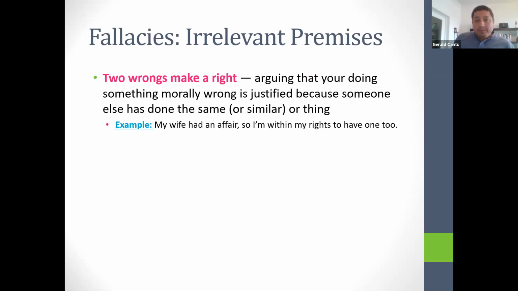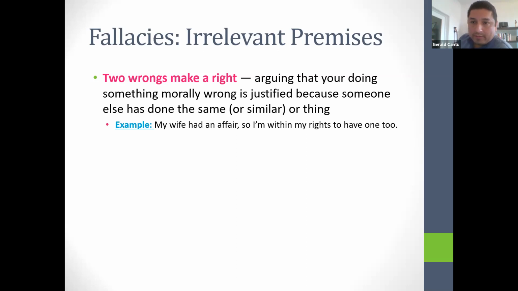Okay, so our last one is going to be two wrongs make a right. This is a fallacy. So, say your spouse has an affair, and then you say, you know what, they had an affair, so I'm within my rights to go have my own affair. I'm right to have an affair, because they had an affair. That is the fallacy of two wrongs make a right. Should you have an affair? Should you cheat on your spouse? What's going to determine whether you should or not is definitely not what your spouse did. They did end up having an affair. That doesn't mean you should have an affair.